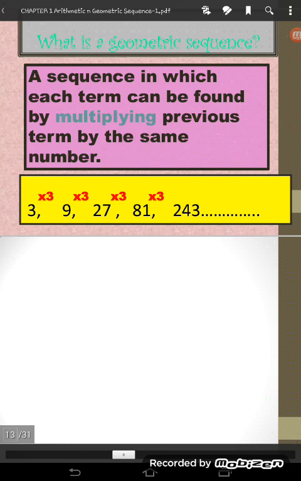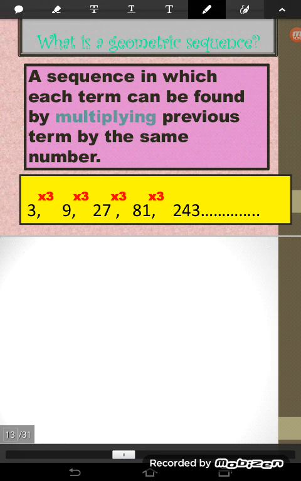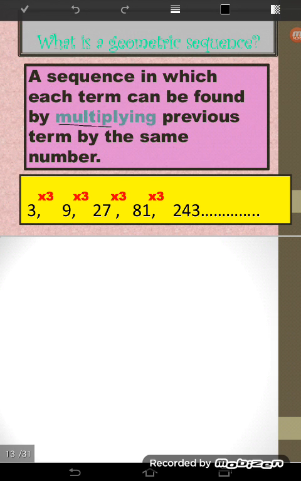Okay. So here geometric sequence. So geometric sequence lebih kurang sama lah. Cuma kat sini dia mengenai multiplication. Okay. So this one. So sequence in which each term can be found by multiplying previous term by the same number.